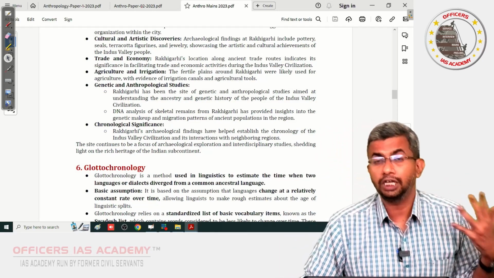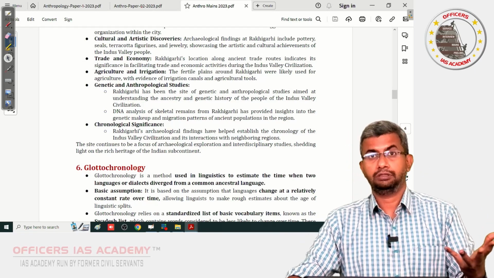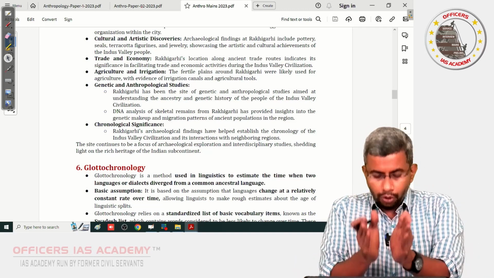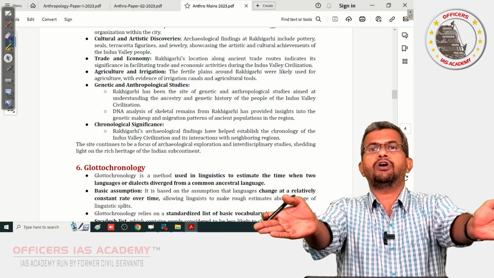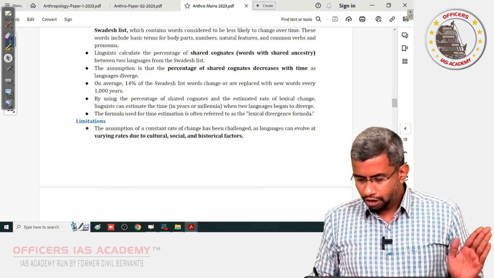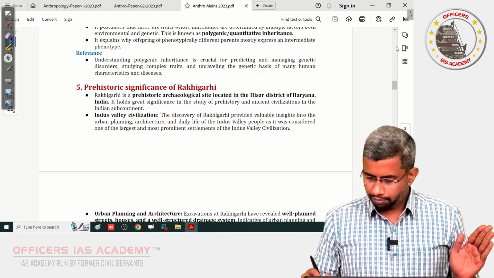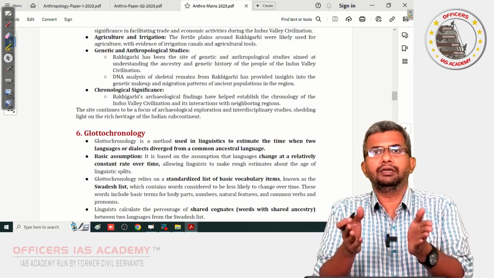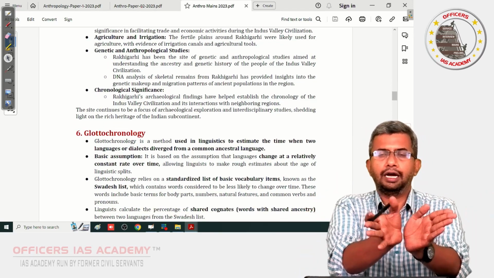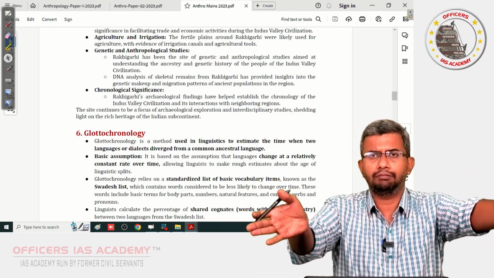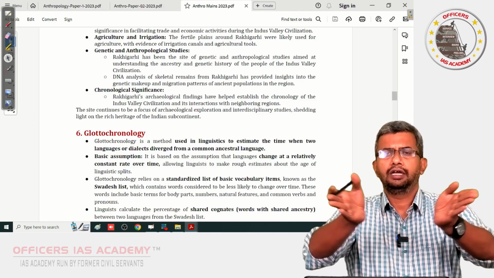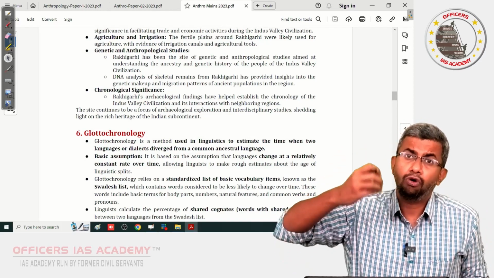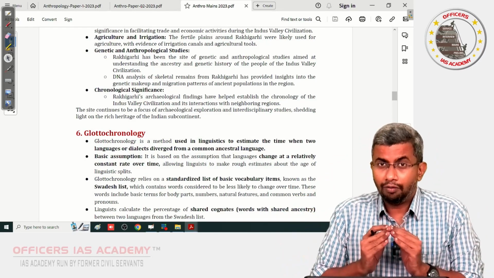Glottochronology was definitely an unexpected question because it's an outdated technique. People don't use this technique. Linguists don't use this technique much anymore, right? It is used in linguistics to estimate the time when two languages or dialects diverged from a common ancestral language, right? So how, let's say, Tamil, Telugu, Kannada and Malayalam would have diverged. How from Sanskrit the other North Indian languages, which are primarily based on Sanskrit, would have diverged, right? Just a simple example, more for tribal languages and others, where what is the rate of divergence?